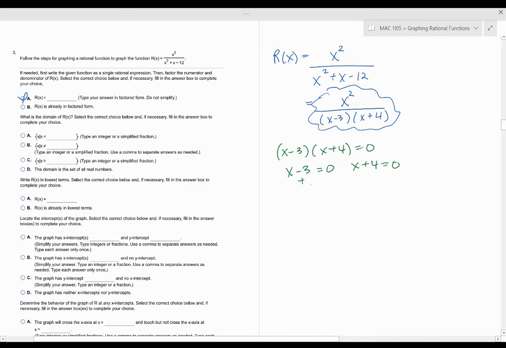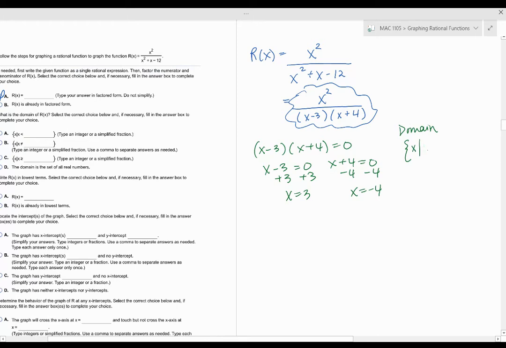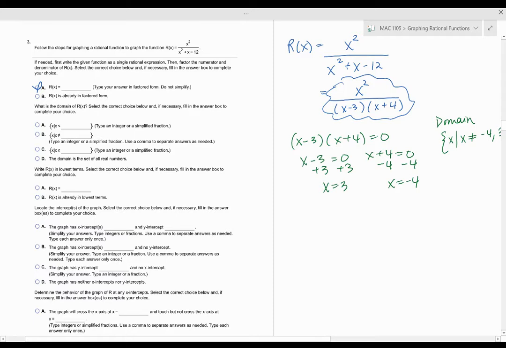So I'm going to add 3 here, and I'm going to subtract 4. So that means I can plug in anything I want into this function as long as the value I'm plugging in is not 3 or negative 4. So in set builder notation, I'm going to write brace x such that x does not equal negative 4 and 3.